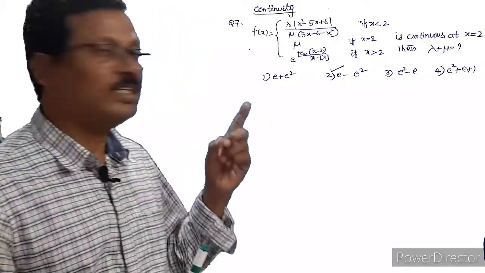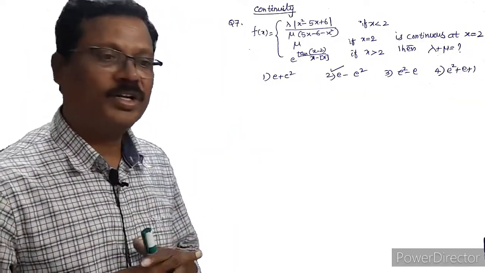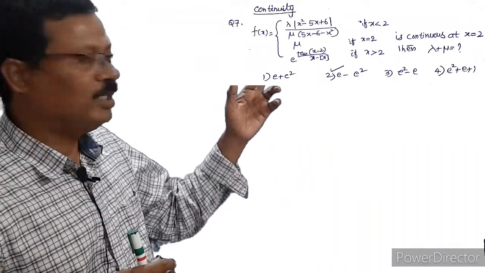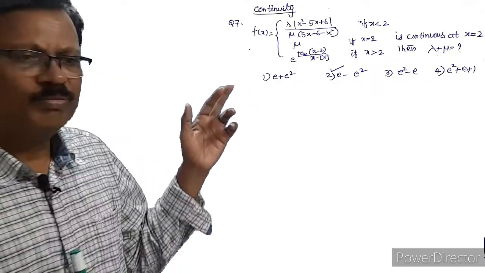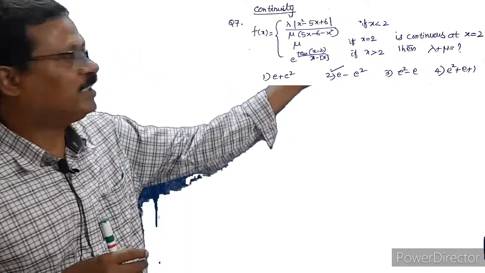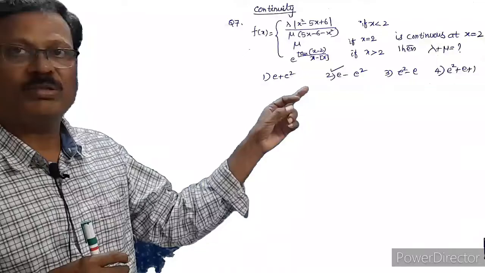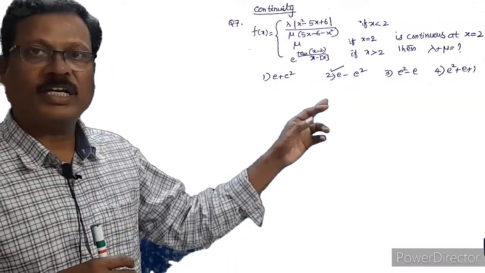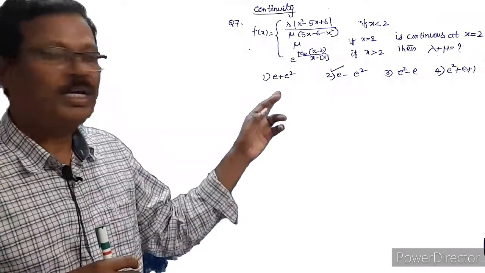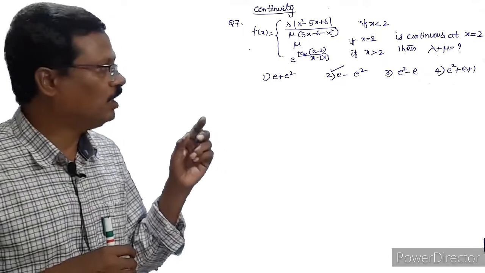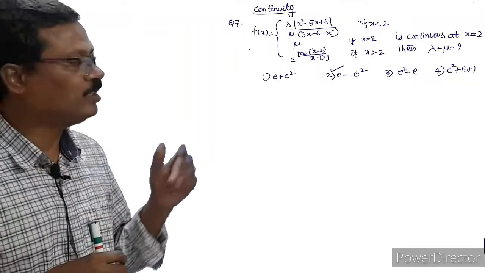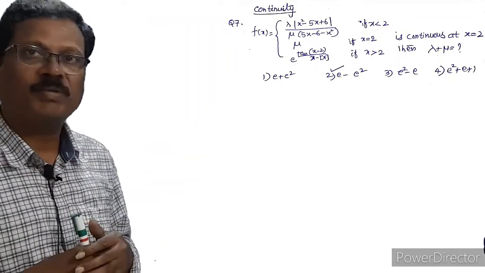Now, next see the question number 7. This is in the continuity. f of x equal to lambda into modulus of x square minus 5x plus 6 by mu into 5x minus 6 minus x square, if x is less than 2; mu, if x is equal to 2; if x greater than 2, e power tan of x minus 2 by x minus step x. Then what is the value of lambda plus mu? This is a very simple problem, right? It comes in the continuity. Many questions are repeated in the previous year.